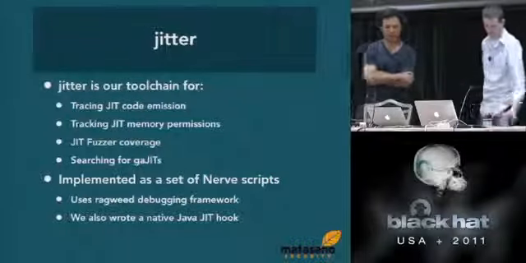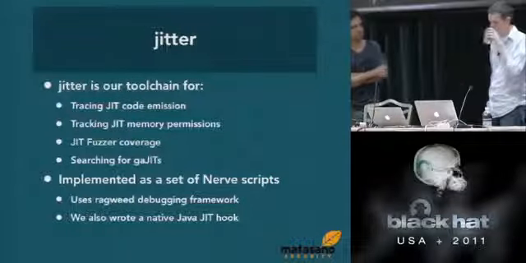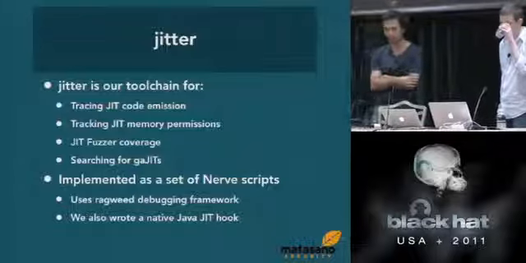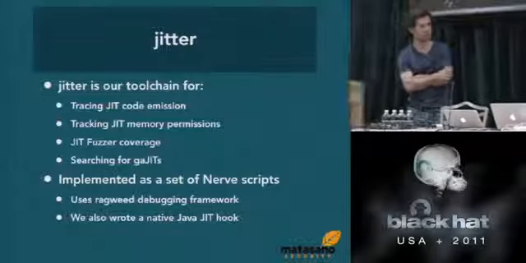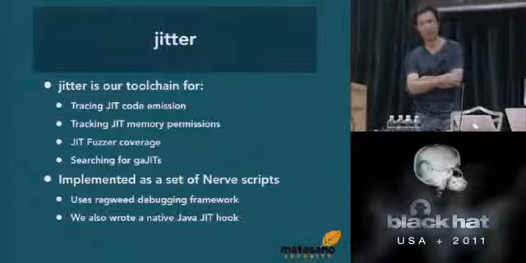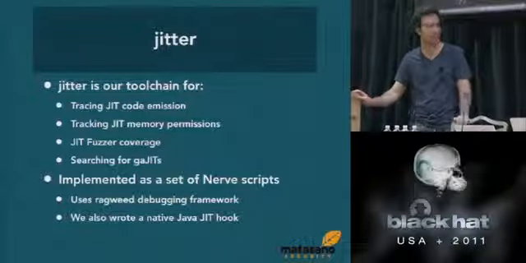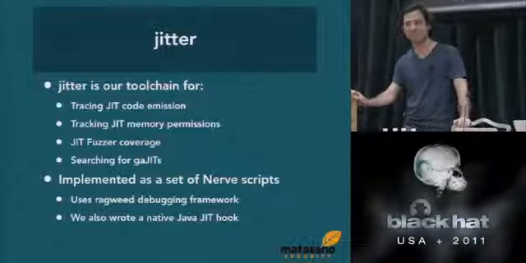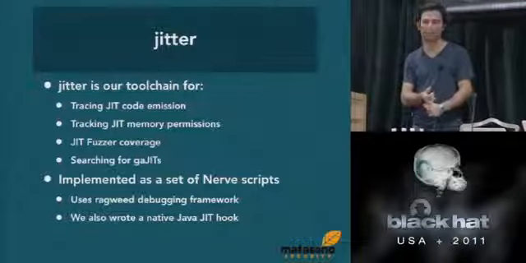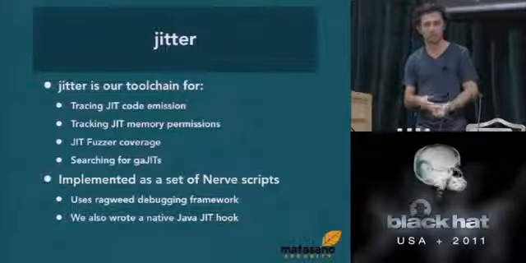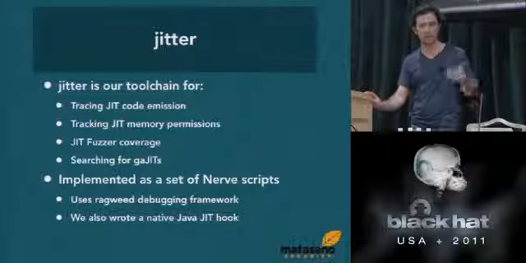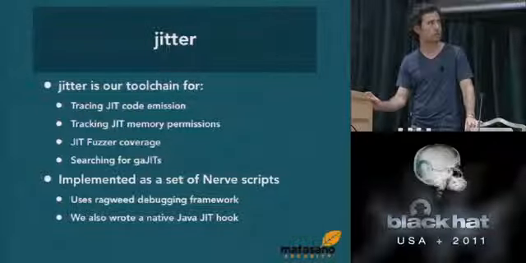So I've been just discussing some of the work we've been doing. Jitter is our toolchain that we've been writing on top of Ragweed and Nerve. You can check out Ragweed at the tool fair later today, Tool Arsenal. Ragweed is a scriptable dynamic debugger in Ruby, and Nerve is a hit tracer. And our entire toolchain is built on top of that.